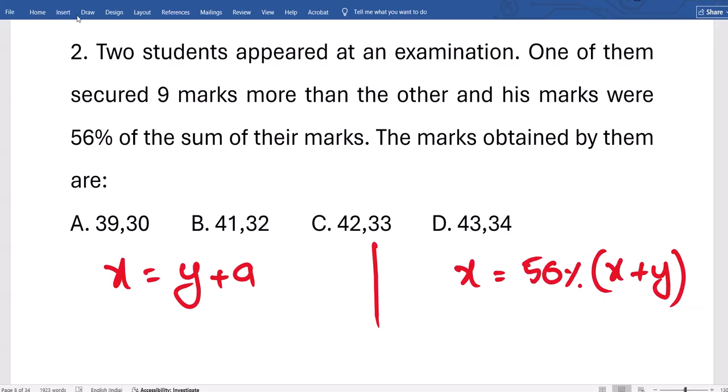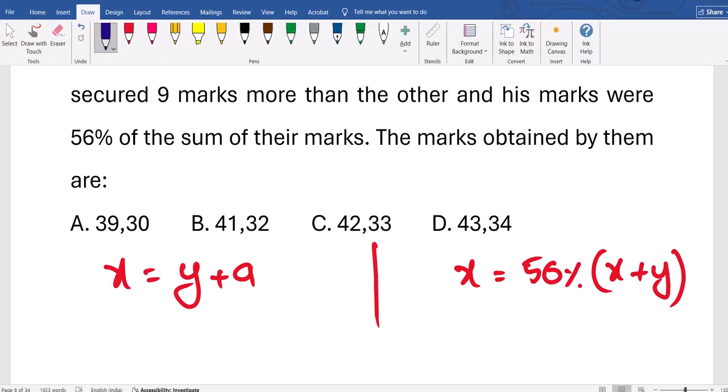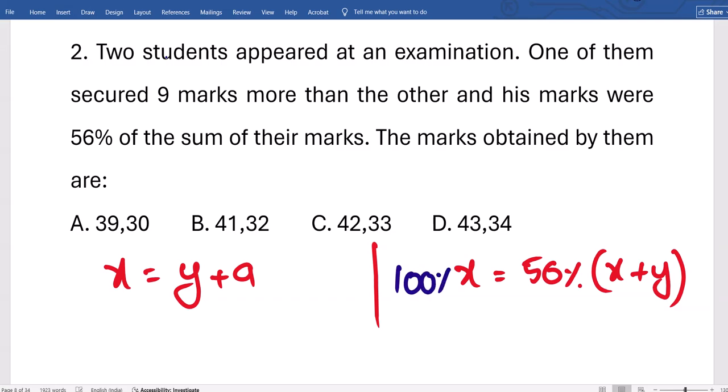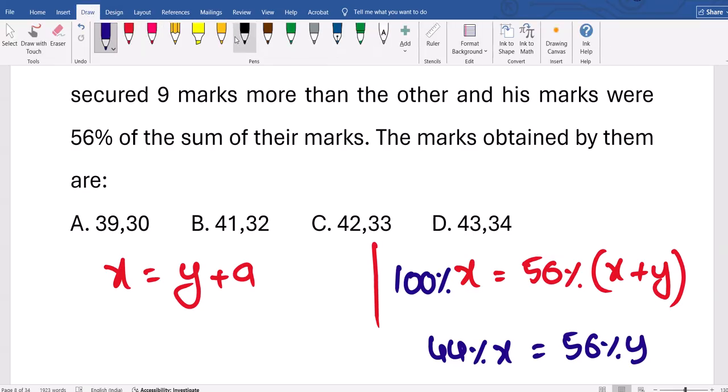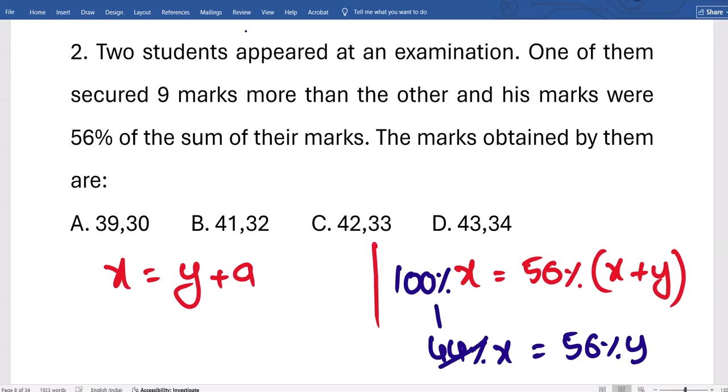You can take this X as 100%. There is nothing wrong. 100% is nothing but equal to 1. 100% of X on this side, 56% of X. Difference is 44% equal to 56% of Y. You can find the relation between X and Y here. So 44 is 4 times 11, 56 is 4 times 14. So X by Y is 14 by 11, right?